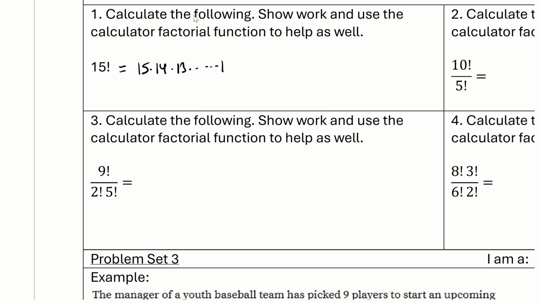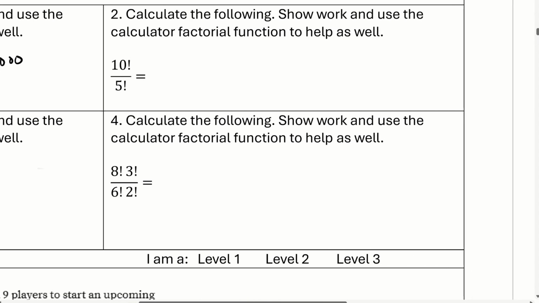All right, now 15 factorial is an incredibly big number, right? So when we do this on the calculator, you get a really big number. So let's write this out. All right, so look how big that number is. So we got 1,307,674,400,000 for 15 factorial. So an incredibly huge number.